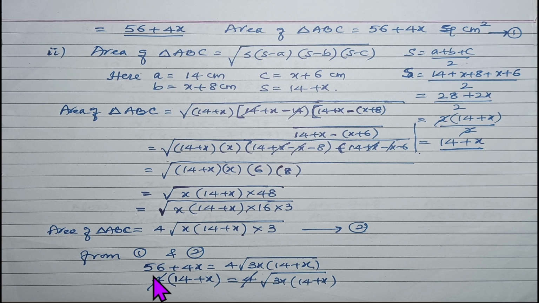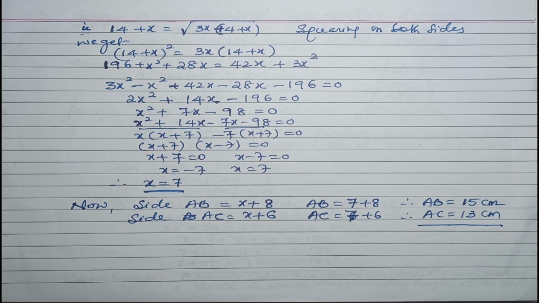Now I can take 4 common in this, so 4 in the bracket 14 plus x, and the 4 gets cancelled, so I get 14 plus x is equal to root of 3x in the bracket 14 plus x. Now I can square on both the sides, because I want to eliminate the square root in this case. So 14 plus x whole square is equal to, the square root is eliminated, 3x in the bracket 14 plus x. I could cancel 14 plus x with 14 plus x here, but I didn't do that. I have gone for the squaring of this.